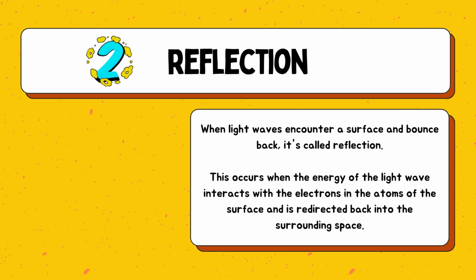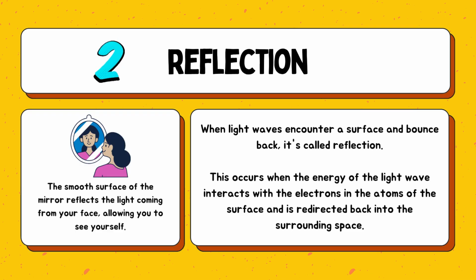Reflection. When light waves encounter a surface and bounce back, it's called reflection. This occurs when the energy of the light wave interacts with the electrons in the atoms of the surface and is redirected back into the surrounding space. The smooth surface of the mirror reflects the light coming from your face, allowing you to see yourself.